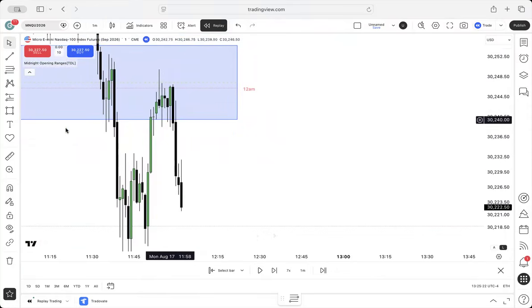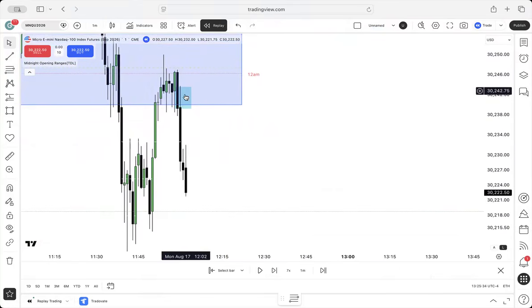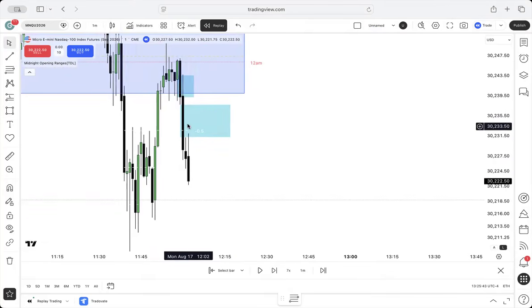I didn't take the entry here. I missed the entry here. But that was a beautiful entry. You could have put your stop literally right there. That'd be your risk. And then we displaced lower. I entered here when this candle opened and traded up and stabbed into this bearish fair value gap. That's where I took entry.